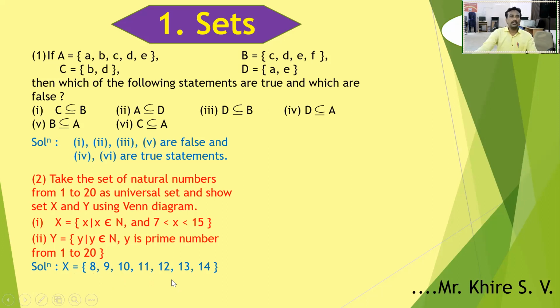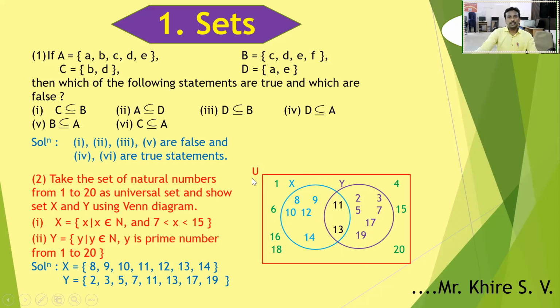Now the elements in set Y. y is also a natural number and y is a prime number from 1 to 20. This is the second condition. Prime numbers from 1 to 20 are 2, 3, 5, 7, 11, 13, 17 and 19. These are the prime numbers from 1 to 20. Now we can draw the Venn diagram. By using a Venn diagram we can show these sets.